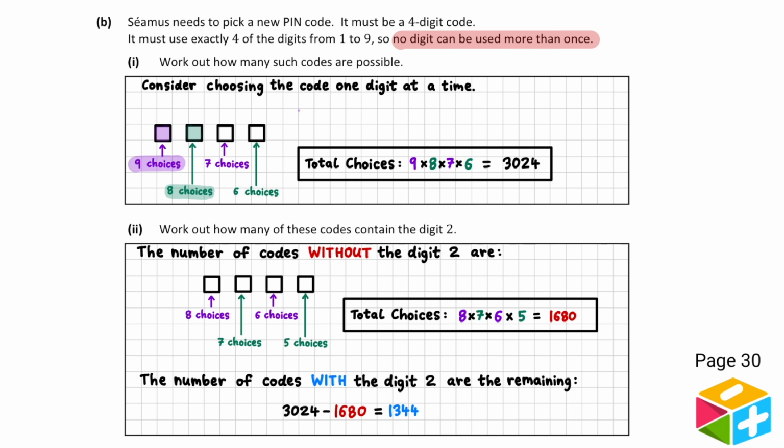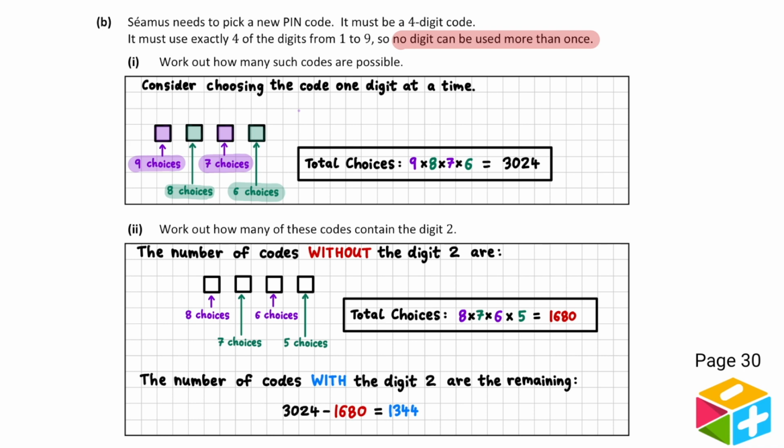By the time we move to the third box, we've already used 2 of our 9 digits, 1 for the first box and 1 for the second box. This means that there'll be 7 choices remaining for the third box. In a similar fashion, when we reach the fourth box, we've already used 3 of the 9 digits. This means that there'll be 6 choices left over when we're filling in this final box.